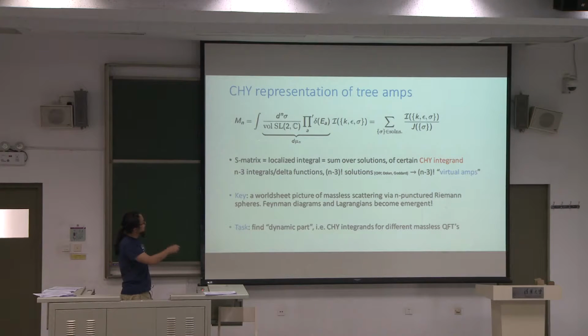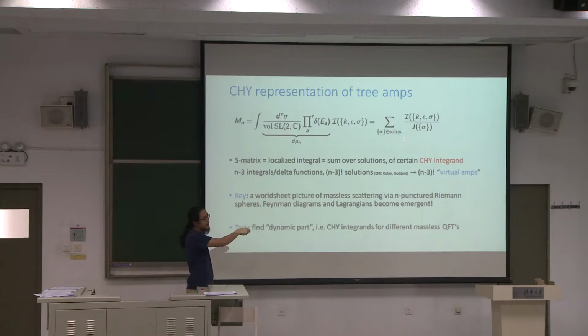So this is a general formulation. It's basically writing any tree-level scattering amplitude as an integral over the moduli space, localized by these equations, with something we call the CHY integrand. This CHY integrand is the part that depends on the theory, but the measure part is totally universal. This integral is really just a sum over solutions, because all the integrals are localized. There are n-3 integrals and n-3 delta functions because of the SL2C redundancy. So you need to solve the equations to get all the solutions, evaluate your integrand on these solutions, and sum over them.